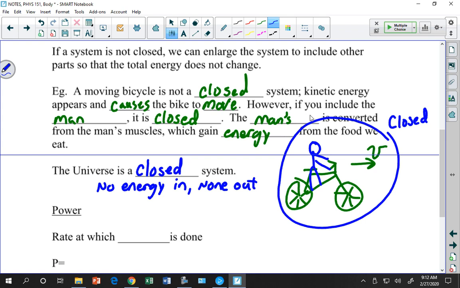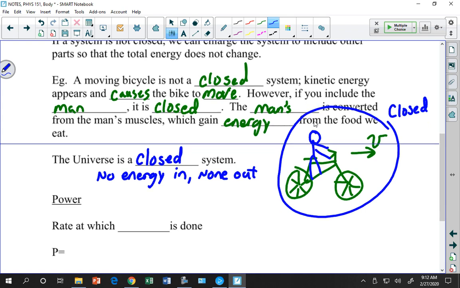Okay, you'll follow in the closed system. It really just means that no energy is going in, no energy is going out. Is that somewhat clear? Yeah? Okay.